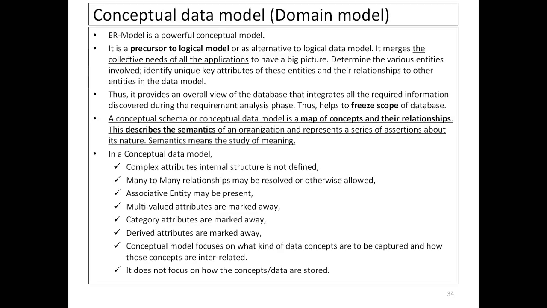Category attributes, that is for generalization and specialization, are not done here. Multi-valued dependency is like fourth normal form, which is definitely not done in the conceptual model. Derived attributes are also marked away.